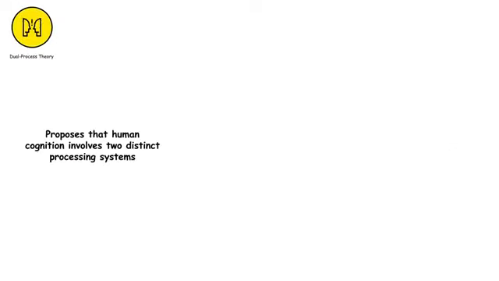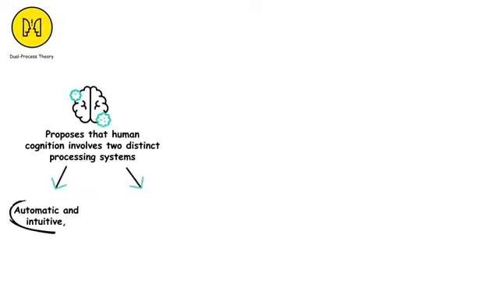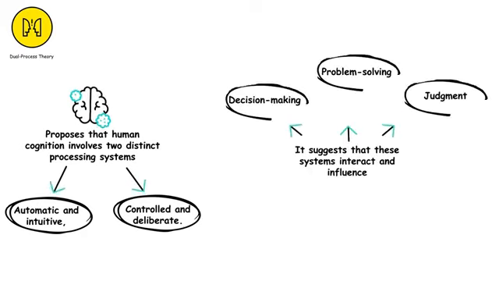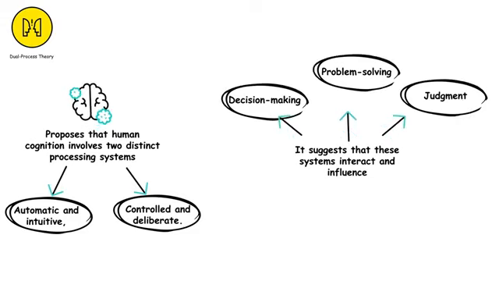Dual process theory. Dual process theory proposes that human cognition involves two distinct processing systems, one automatic and intuitive, and the other controlled and deliberate. It suggests that these systems interact and influence decision-making, problem-solving, and judgment.